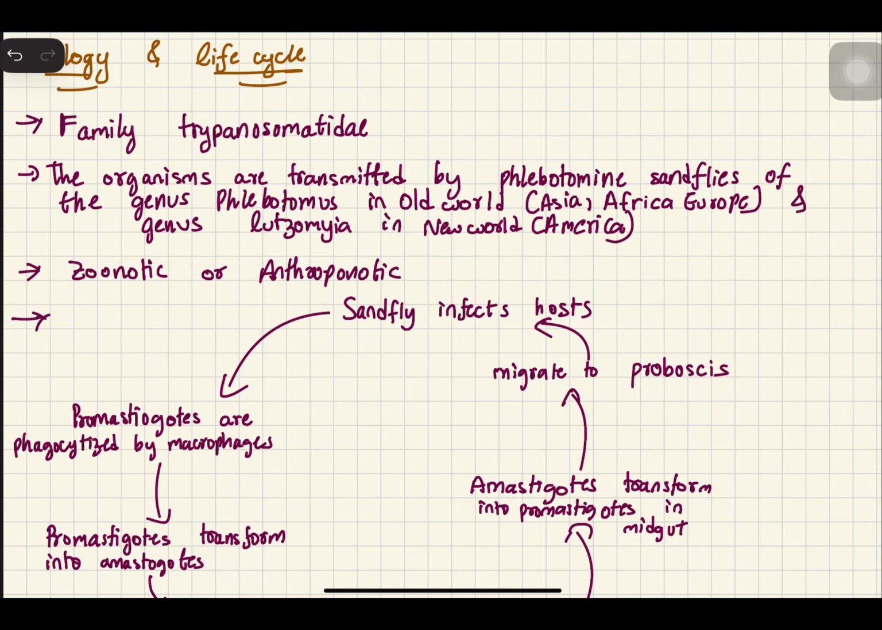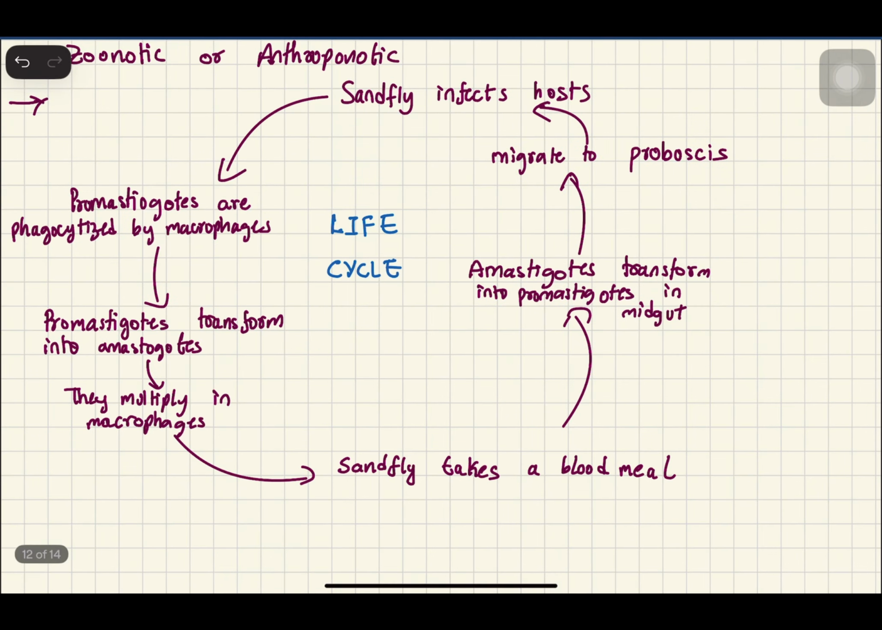Life cycle. It is a digenetic dance between sandfly and mammal host. Basically, it can be zoonotic, meaning it has reservoirs like dogs or rodents, or it can be anthroponotic, meaning human to human. Here is the cycle. First, an infected sandfly takes a blood meal from you, injects promastigotes, which are motile flagellated forms, via its proboscis. Your macrophages phagocytose them like overeager bouncers.